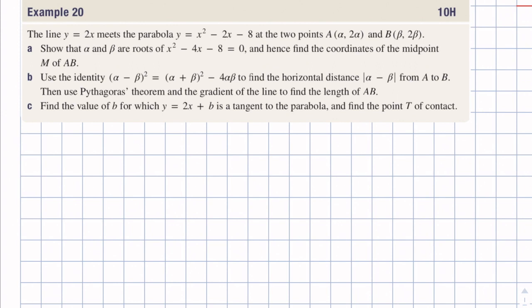So I'm looking at worked example 20 from the textbook. They say we've got the line y equals 2x, and we've got the parabola y equals x squared take 2x take 8. I'm going to factorize that because it's a lot easier to sketch these when they're factorized. I'm factorizing it because that's the best way for me to find the zeros, the x-intercepts, rather than having to use the quadratic formula. What times together gives -8 and adds together to give -2? We've got (x take 4)(x plus 2).